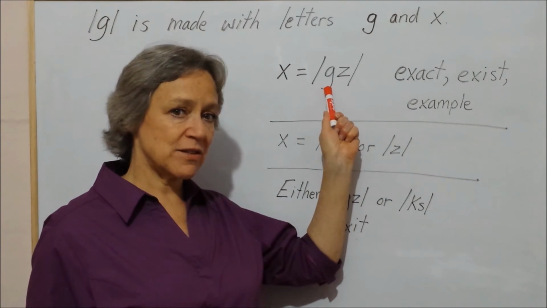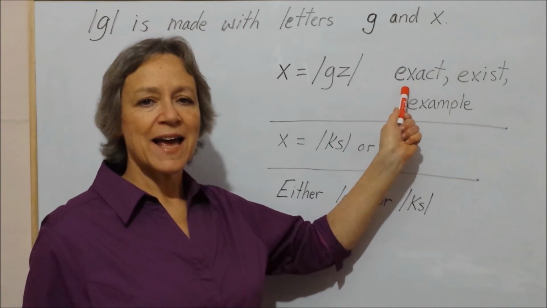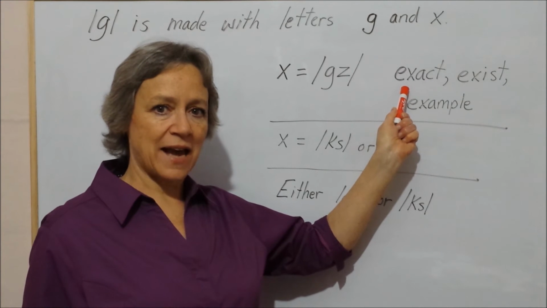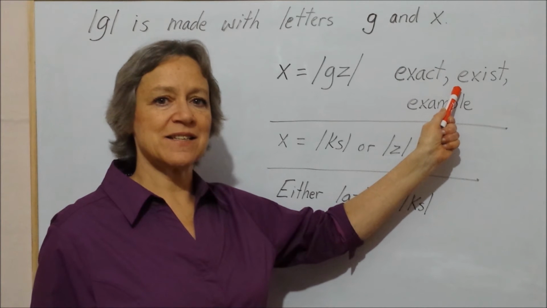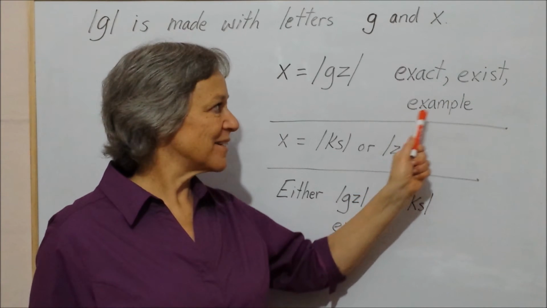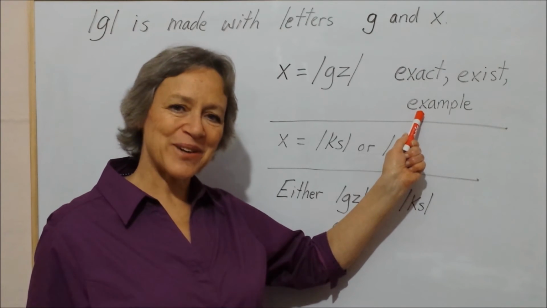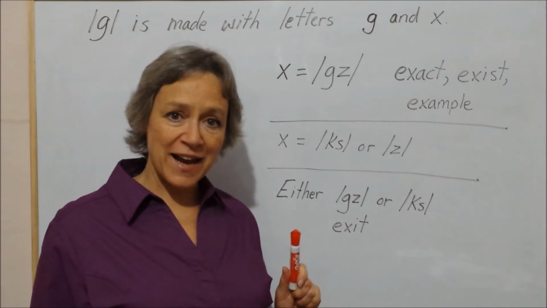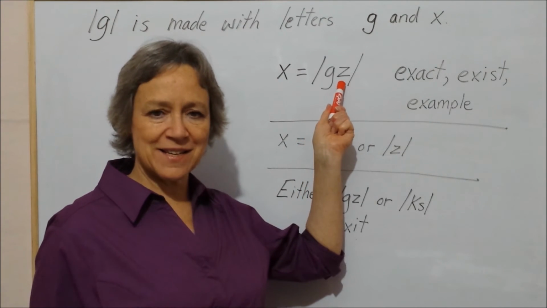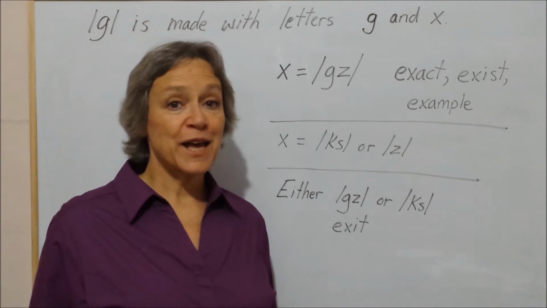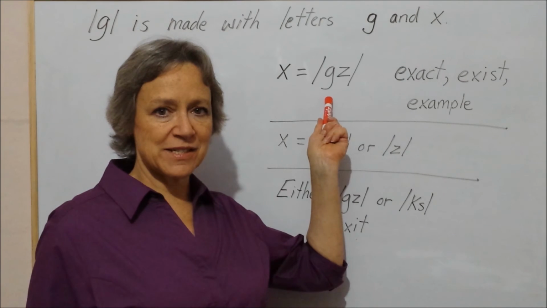Egg, that's the G. Zact, that's the Z. Exact, exact. Okay? Exist, exist. Example, example. Okay? So, when the letter X makes the G sound, it also makes the Z sound. Alright? In many words, though, the letter X does not make G, Z.